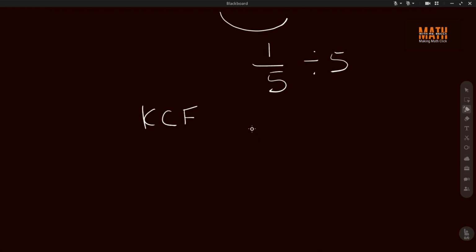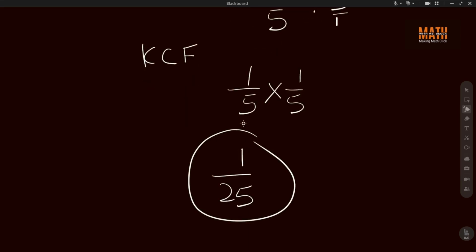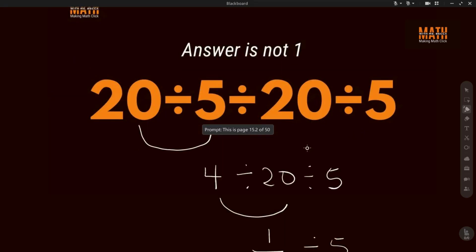We keep 1 over 5 so that we have 1 over 5. Then we change division to multiplication. Then we flip this. 5 over 1 can be flipped to be 1 over 5. Now we multiply. So the final answer will be 1 over 25. So if you solve it any other way different from this way, then you will get the wrong answer.